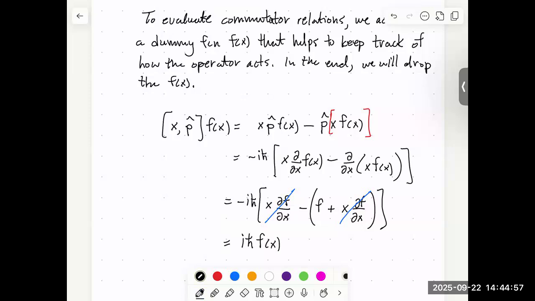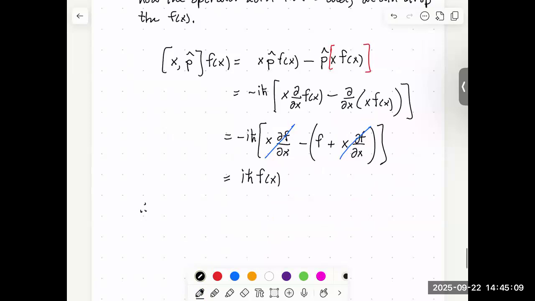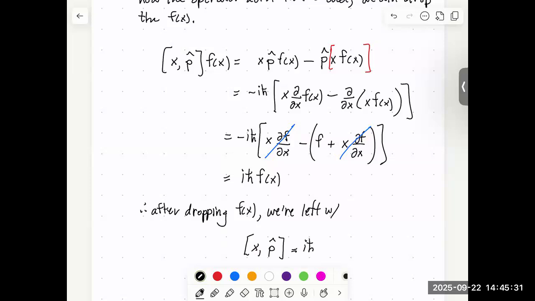And now is the time where we can say, look, dummy function, you've served your purpose, thank you very much. Now we're going to drop it. And we're just left with, therefore, after dropping f of x, we're left with the commutator of x and p hat is just equal to i h bar.